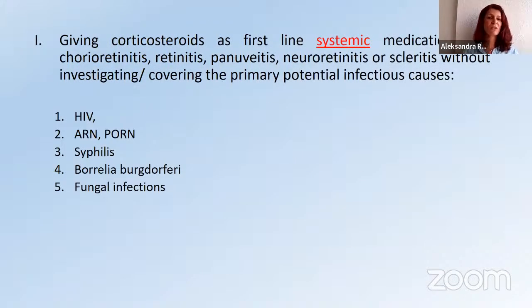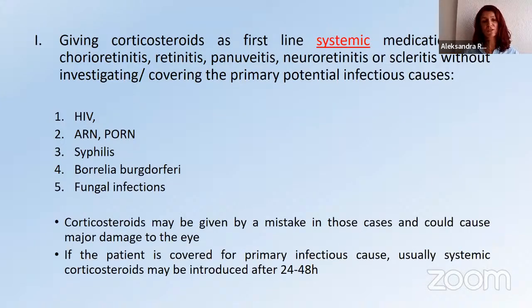So the first point: giving corticosteroids as a first-line systemic medication for uveitis or scleritis, but without investigating or covering for primary potential infectious causes, can be detrimental for the eye. The most important are viral causes like HIV or herpetic retinitis, or syphilis, Lyme disease, or fungal infections. Corticosteroids may be given by mistake in those cases and could cause major damage to the eye. If the patient is covered for primary infectious cause, usually systemic corticosteroids may be introduced after 24 or 48 hours.